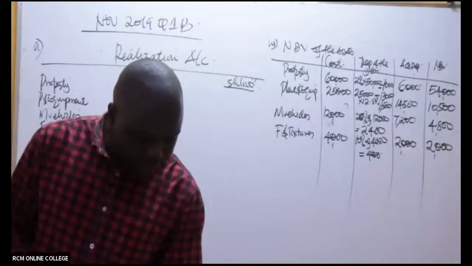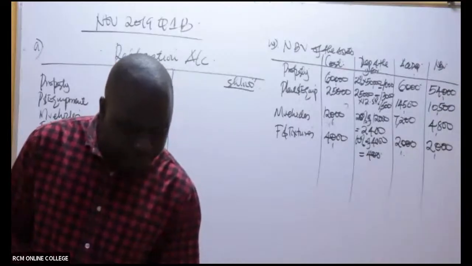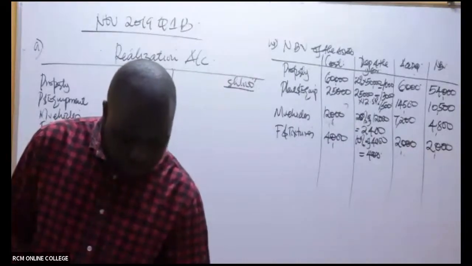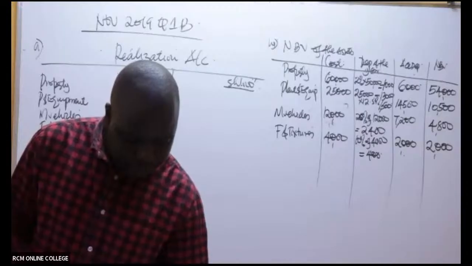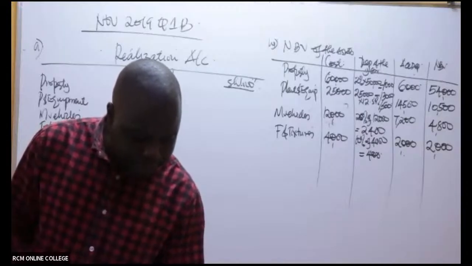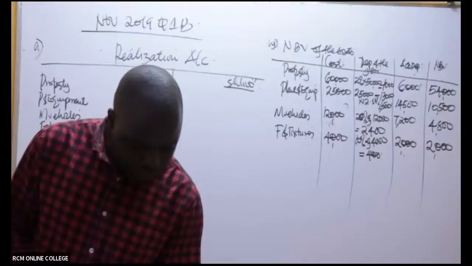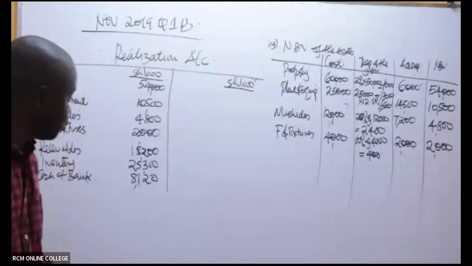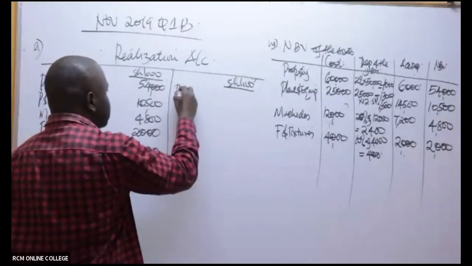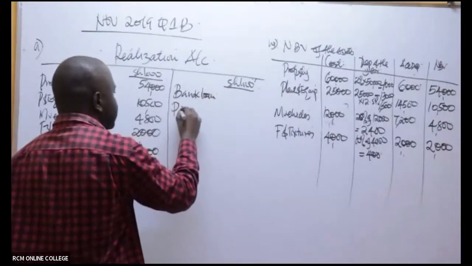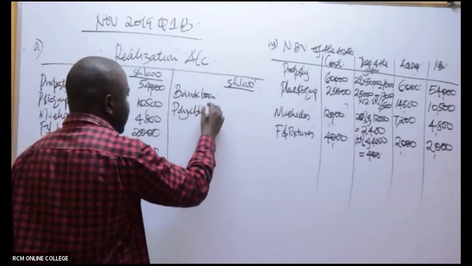If you look at the trial balance, the current liabilities are supposed to be on the credit side. So which liabilities are we seeing there? We can see the current and non-current liabilities. We can see the bank loan, and of course we also have the payables.